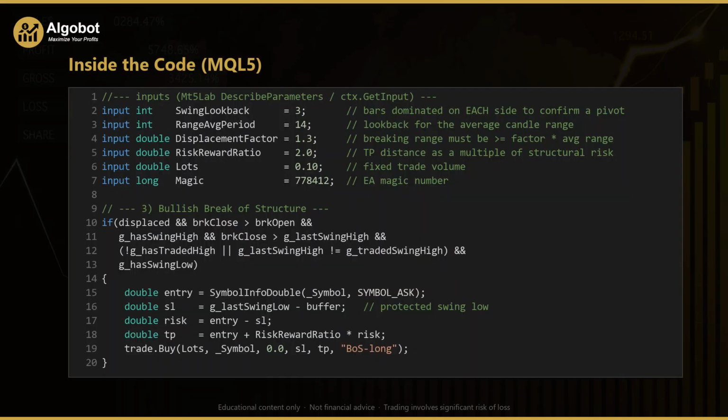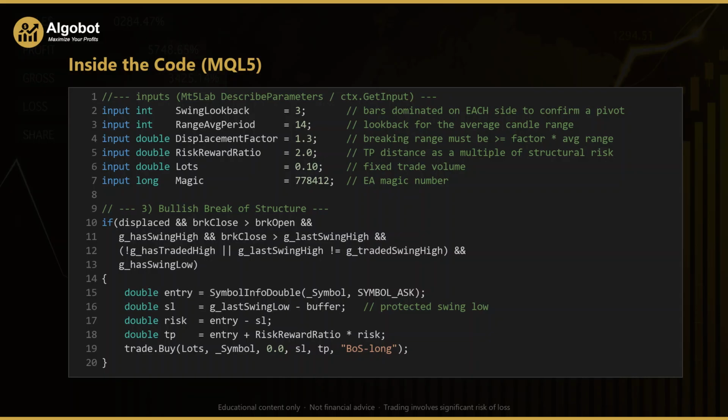Let's read the actual MetaQuotes language code on screen, just as you'd see it in MetaEditor. At the top are the input parameters, the dials you can adjust before launching the EA. SwingLookback, set to 3, controls how many bars a pivot must dominate on each side. Raise it and you demand bigger, rarer swings. Lower it and you react to smaller ones.